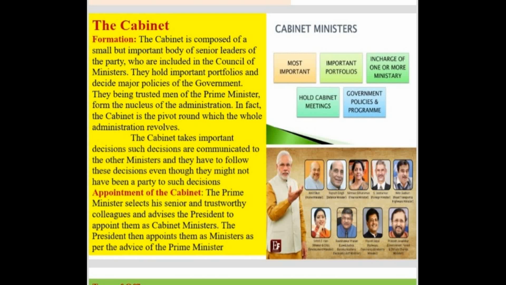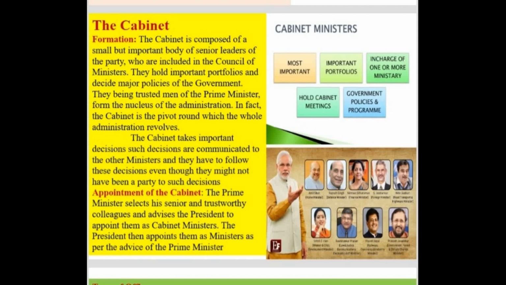Suppose the government wants to make a decision, the Prime Minister calls for a cabinet meeting, and after calling the cabinet meeting, he will put forward the issue in front of all the cabinet ministers, and they will discuss and then finally come up with a decision. And all such decisions are communicated to the other ministers in the Council of Ministers. Even though the other ministers are not part of taking such important decisions, they must follow the decisions taken by the Prime Minister and the cabinet.